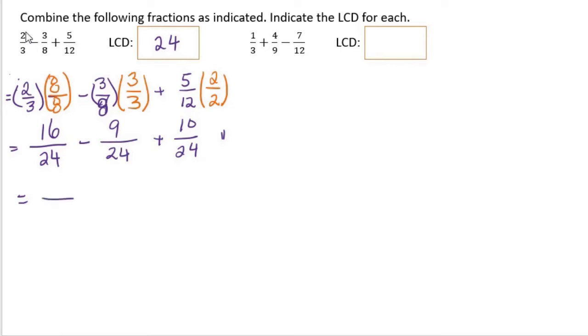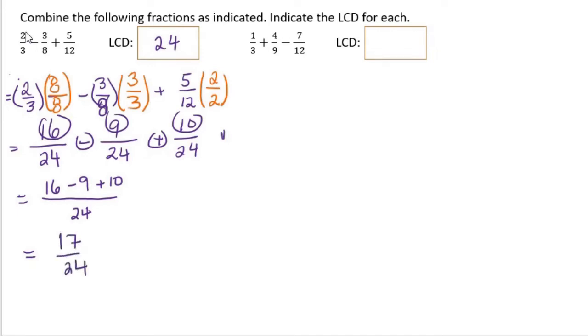As soon as I have that same denominator for each question, I only need to write that once, and then I'll do the arithmetic. I'll take 16, subtract 9, and add 10. So you could write it this way, or you can just write the final answer. 16 minus 9 plus 10 is 17. So we get a final answer of 17 over 24. Quick check, can I simplify this fraction any further? 17 is prime and doesn't go into 24, so this is the final answer in simplified form.